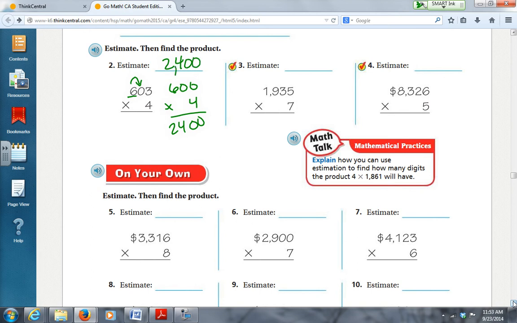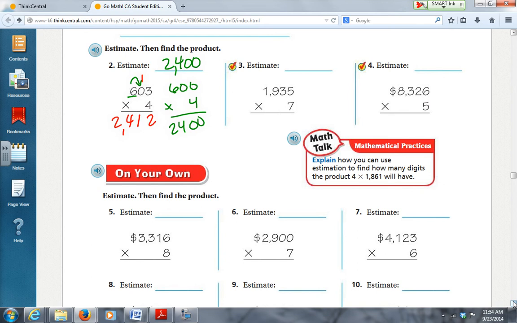All right, let's figure out what my real answer is. What is my ones place? 4 times 3, Damien? 12. Carry the 1. Okay, 4 times 0 is, everyone? 0. Plus 1? 1. 4 times 6 is? 24. So 2,412.